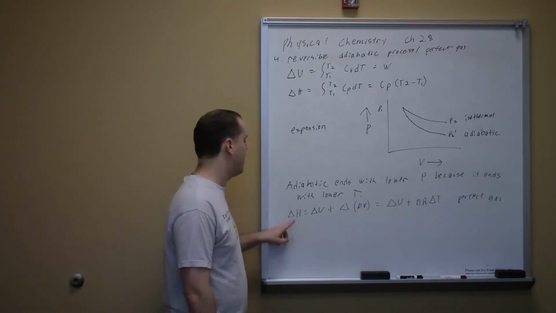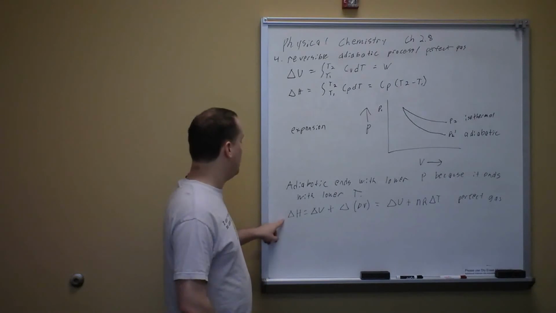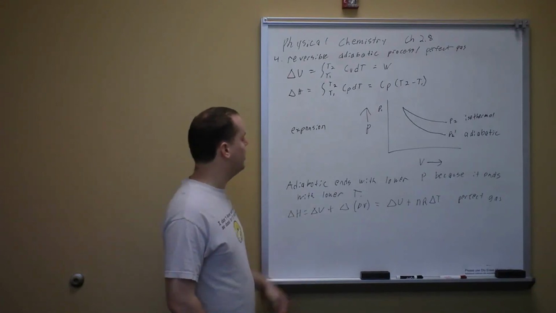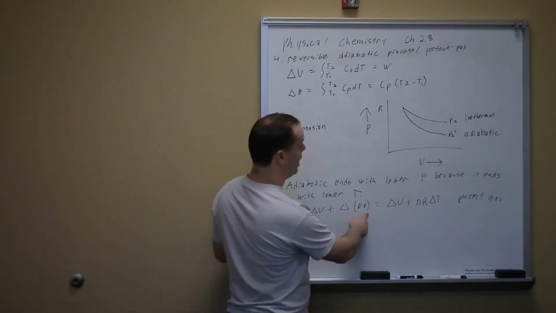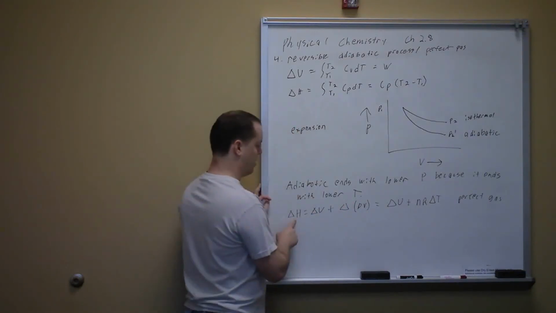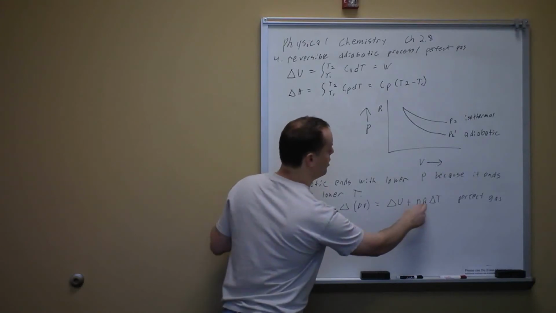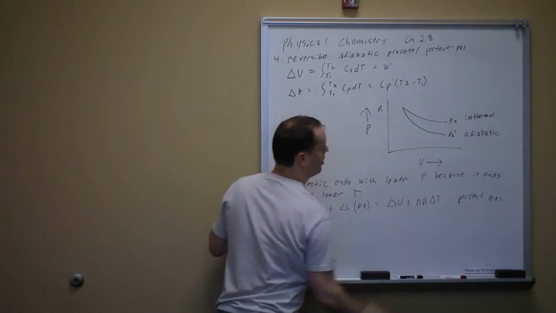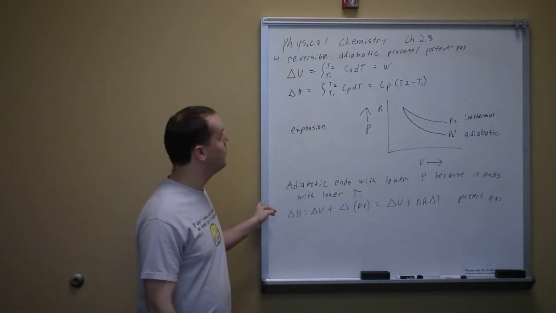Also, one other trick that you might find handy, delta H enthalpy is equal to delta U plus delta PV. Since for an ideal gas, perfect gas, PV is equal to nRT, we could just say that the change in enthalpy is the change in internal energy plus nR times the change in temperature.